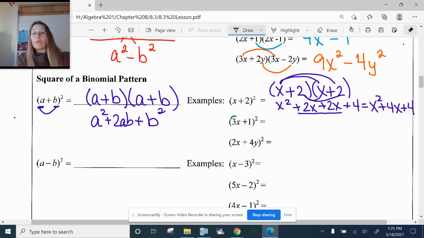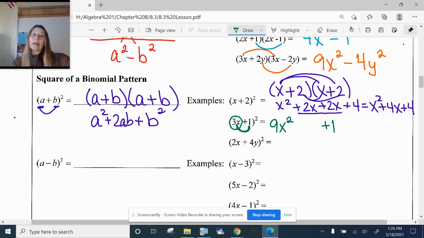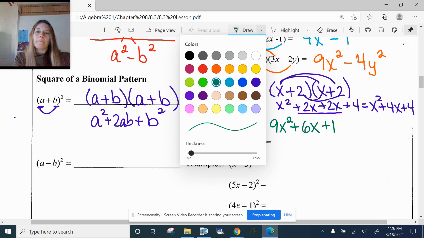So here I would do 3x times 3x, which is 9x squared. Then at the end, I would have 1 times 1, which is 1. And then 3x times 1 is 3x, but then if I double it, I would get 6x. So it's a little bit of a shortcut, not as much as the other type of pattern, but it could be used. If you'd rather just write it twice and distribute your FOIL, by all means, you may do that.